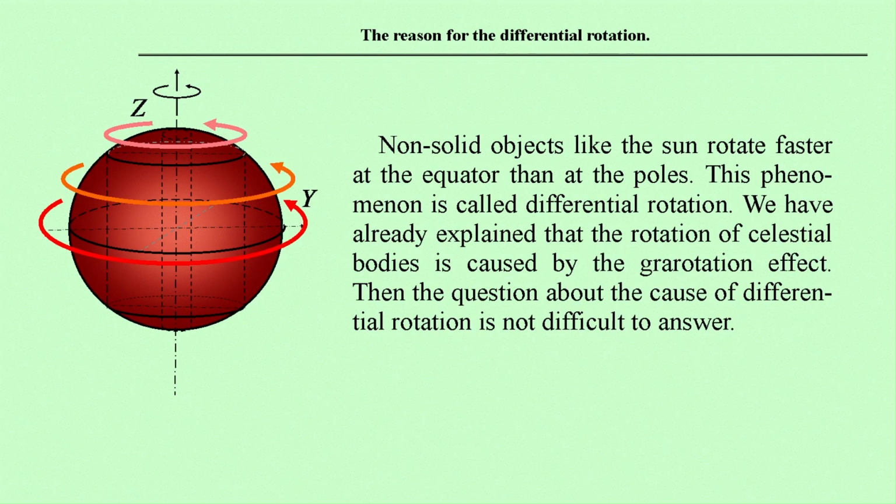The reason for the differential rotation. Non-solid objects like the Sun rotate faster at the equator than at the poles. This phenomenon is called differential rotation. We have already explained that the rotation of celestial bodies is caused by the grarotation effect. Then the question about the cause of differential rotation is not difficult to answer.